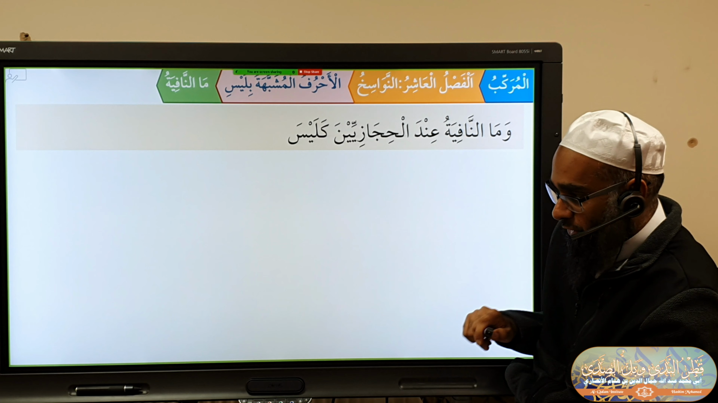Inshallah, today we're moving on to the next nasikh. What's this nasikh? Those particles which resemble laysa. Those huruf which resemble laysa also do amal and also cause governance. So we're under nawasikh, and there are three types of nawasikh. Okay?